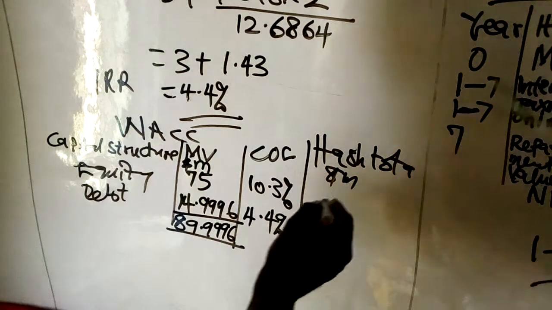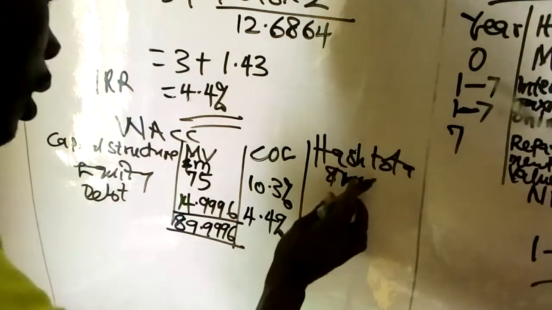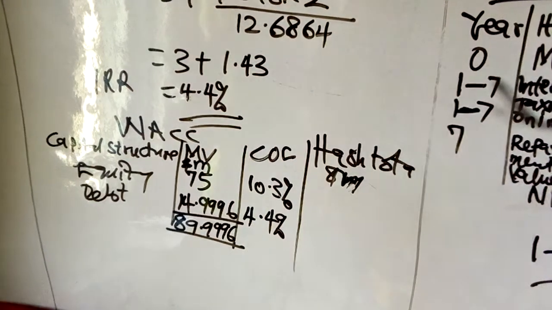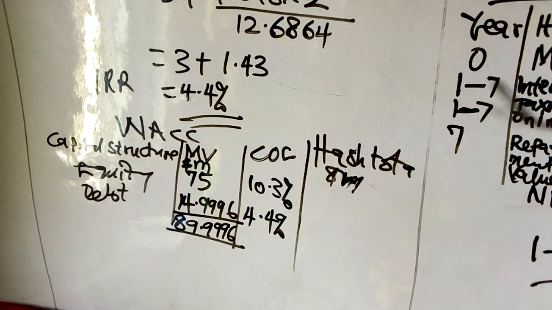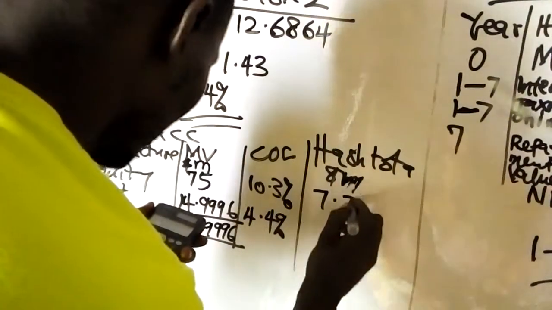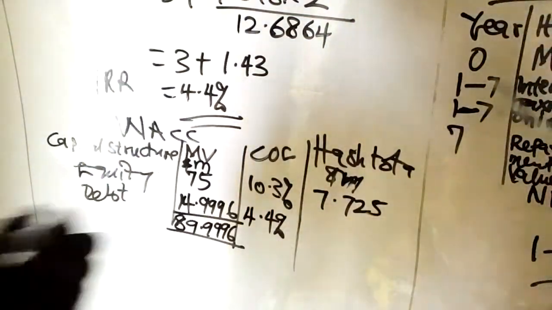To get the hash total, you have 10.3% of 75 million. 75 million times 10.3%. That gives us 7.725 million.